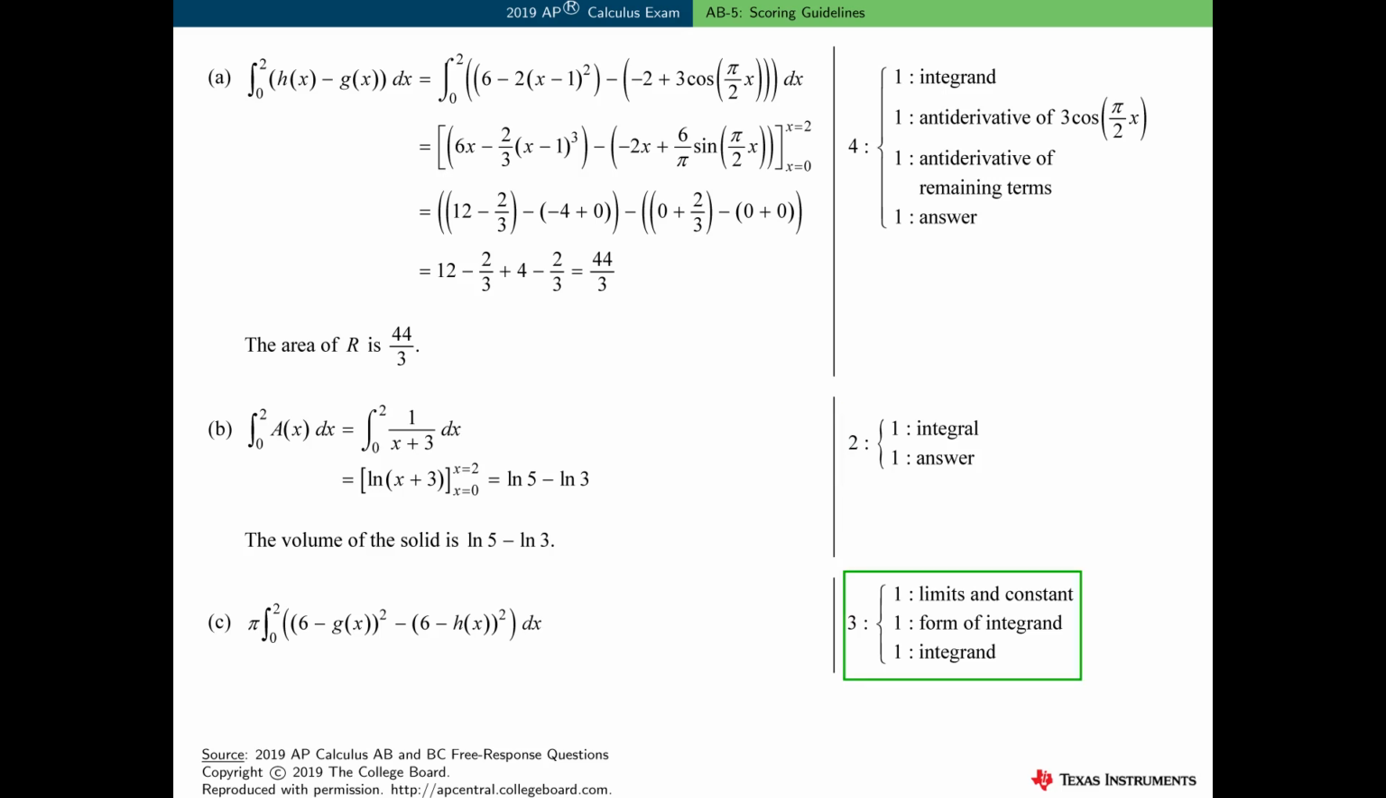And Part C was worth 3 points. The first point was for using the correct limits, x equals 0 and x equals 2, and the correct constant, pi. The second point was for the general correct form of the integrand. This was sort of a conceptual point. And the third point was for the correct integrand.